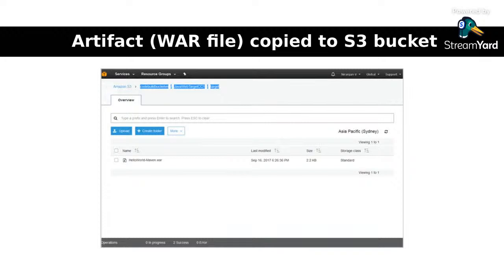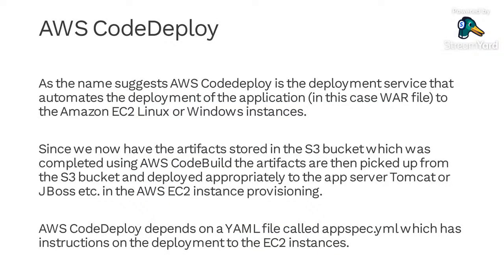Now the final step of this is AWS CodeDeploy. In AWS CodeDeploy, as the name suggests, we need to deploy our executable code into the next environment, either dev, SIT, whatever it is. We will deploy our code there with the configuration again.